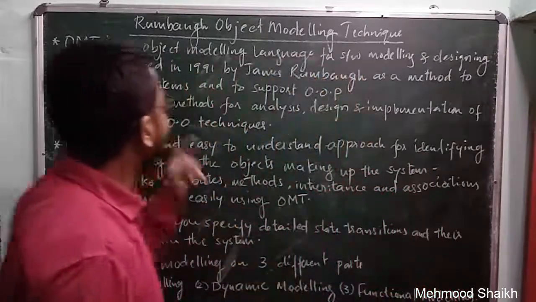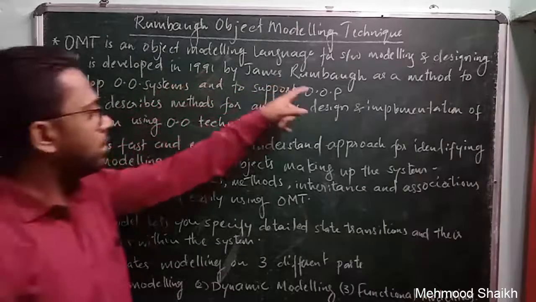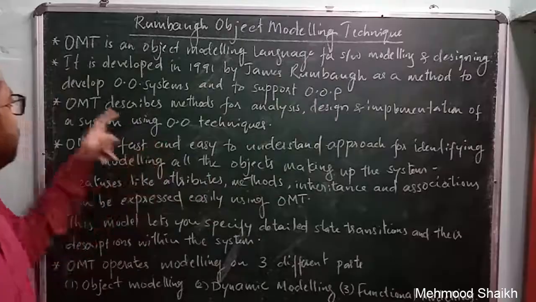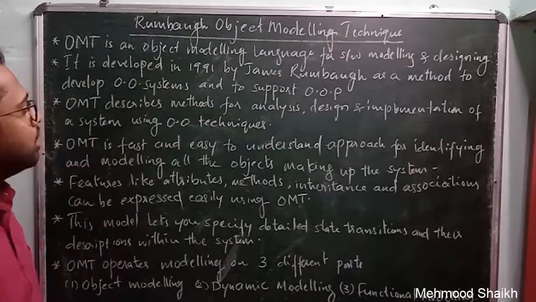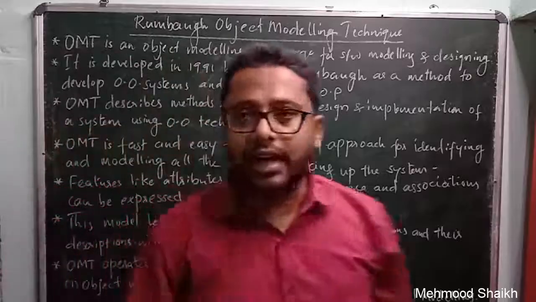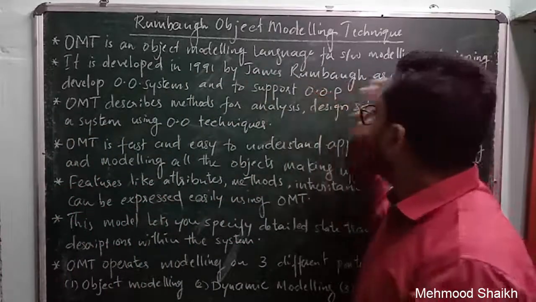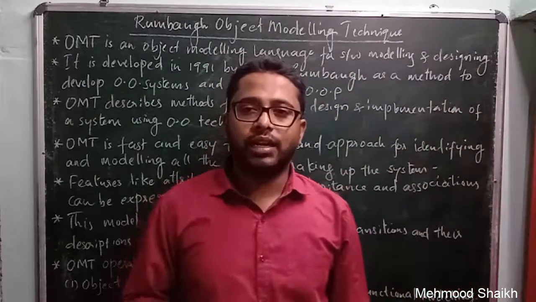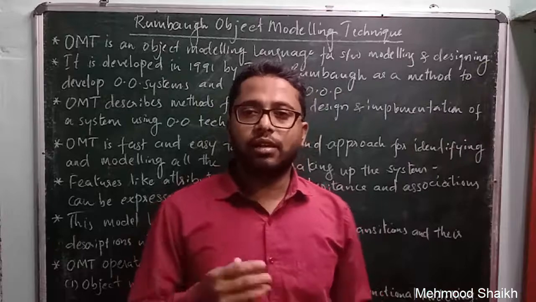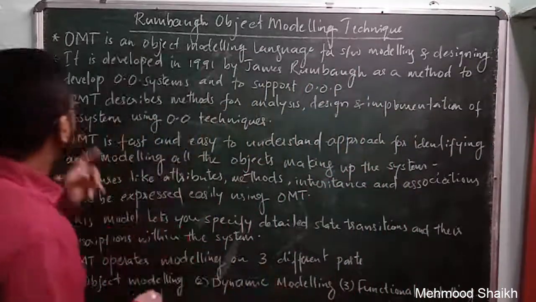The next point is, it was developed in 1991 by James Rumbaugh as a method to develop object-oriented systems and to support object-oriented programming. Yes, it was developed in 1991 by this scientist called James Rumbaugh to support the object-oriented development approach and to encourage the development of object-oriented programming. Now let us see the next point.